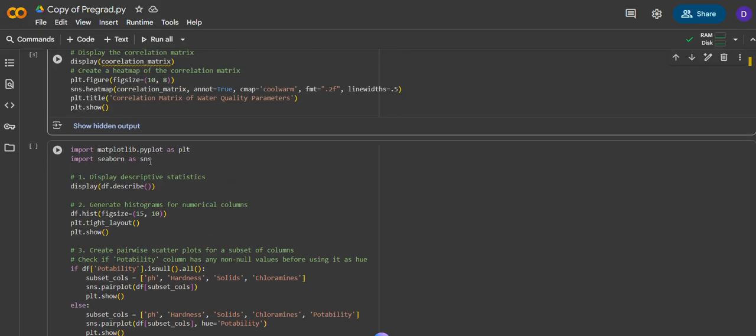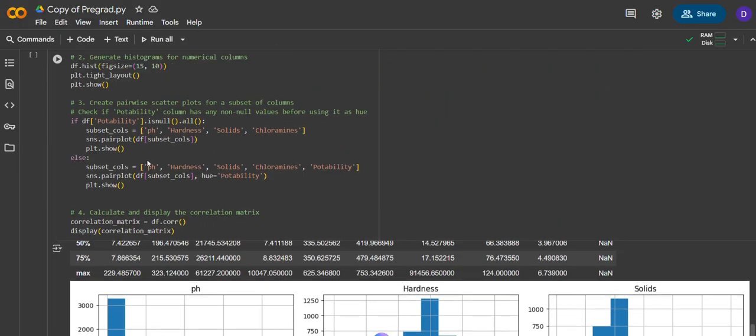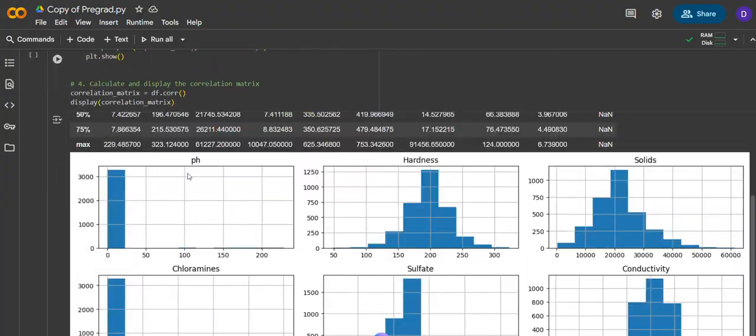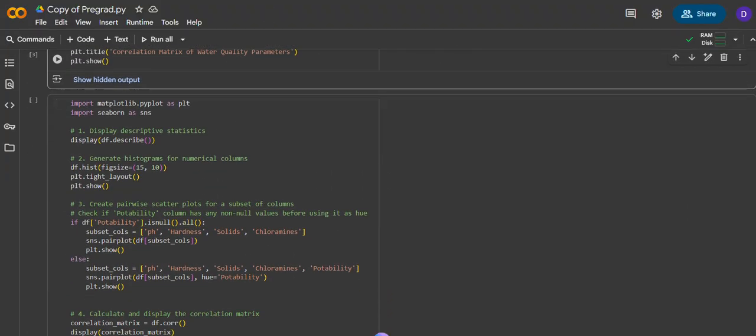It will also describe it similar to this one, 15 of 10, and it is also a part.